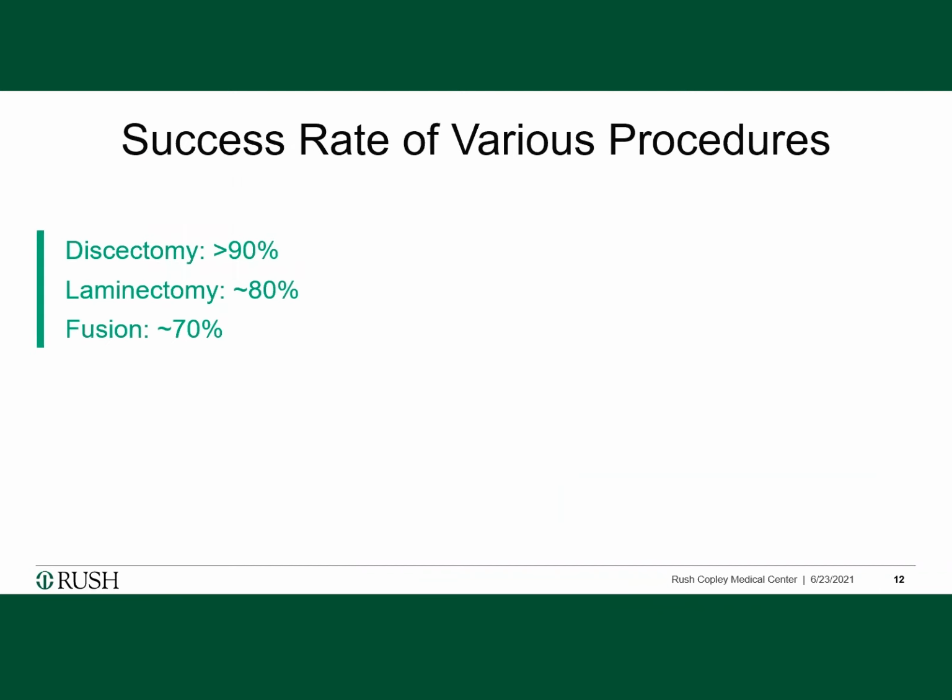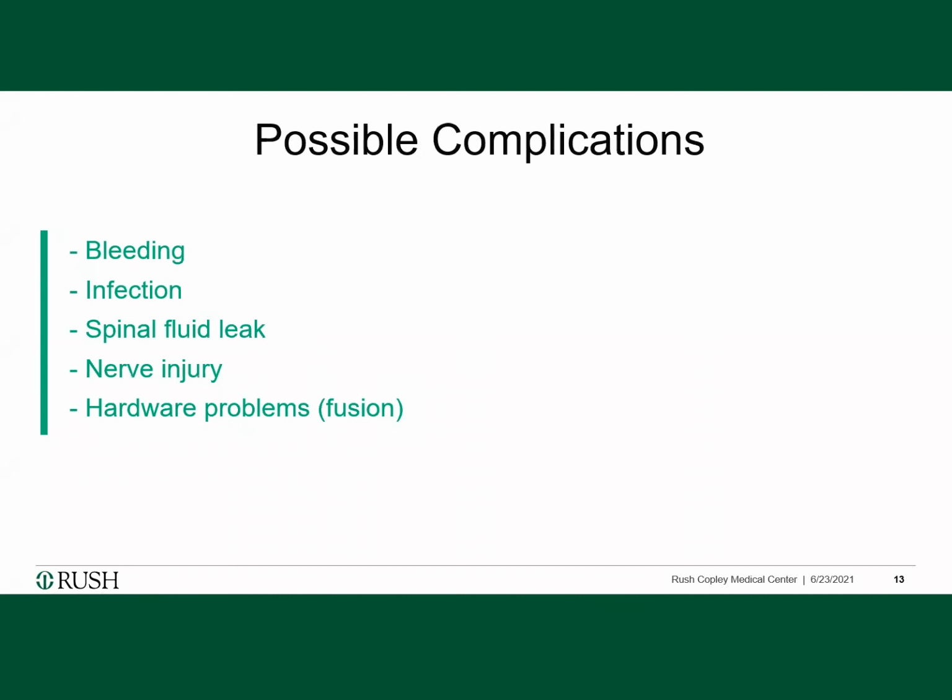So what is the success rate of various surgical procedures? As I mentioned before, discectomy, which is typically done for arm or leg pain, is greater than 90% effective. Almost always the patient has at least improvement in their arm or leg pain, and most of the time it resolves completely. Laminectomy is slightly less effective, but still upwards of 80% of the time, people are able to walk much longer, stand much longer, not have the pain radiating down their legs after the procedure. And fusion is somewhere around 70% for resolving back pain when it's done for proper indications, such as the slipped vertebra that I showed previously. What are some possible complications of surgery?